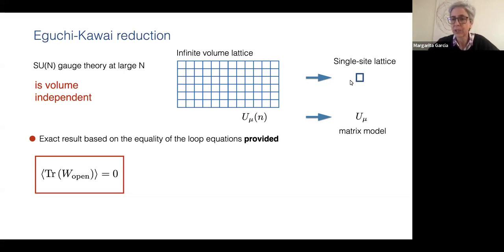So the equivalence between these two models on the lattice holds on the basis of loop equations, Schwinger-Dyson equations for the Wilson loops. And in principle, it is exact, but there is a condition. This relation holds provided that the expectation value of the trace of any open Wilson line in the reduced lattice averages to 0.